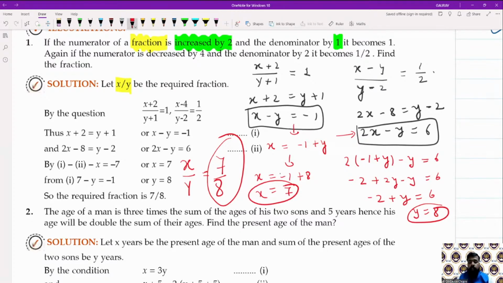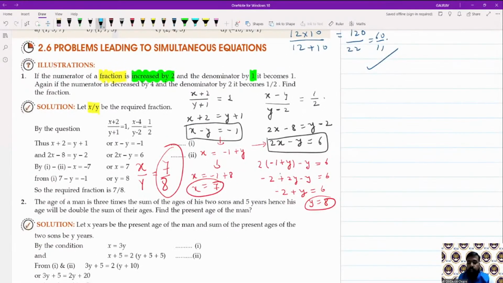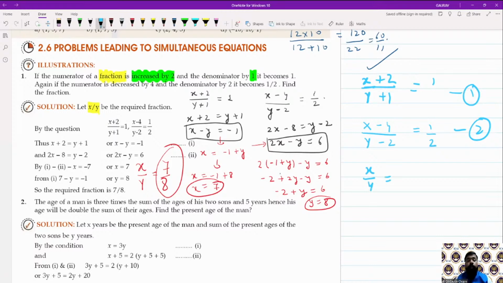So in this first question, the question says that there is a fraction. So we have taken the fraction as x upon y. Then the question says to increase the numerator by 2 and increase the denominator by 1. So plus 2 and plus 1 we have done, and then this will be equal to 1. So it became the first equation. After that, we increase the numerator by 4 and decrease the denominator by 2, and it results in half. After that, we simplified both the equations and got the values of x and y. At last, we have to form the fraction. So put the value of x in the numerator and the value of y in the denominator. So this will be the answer, that is 7 upon 8.